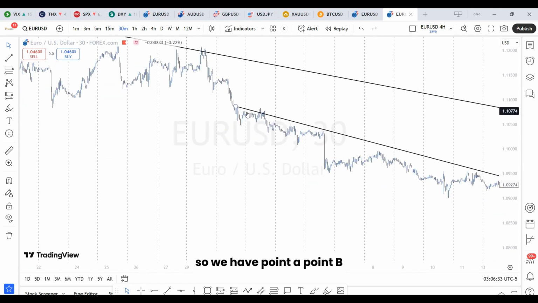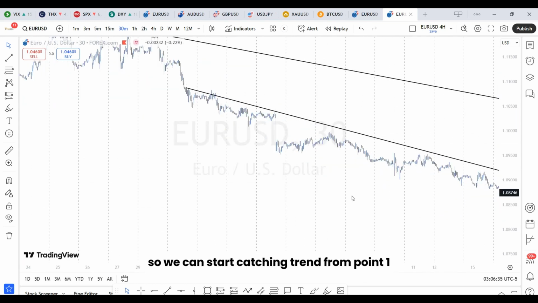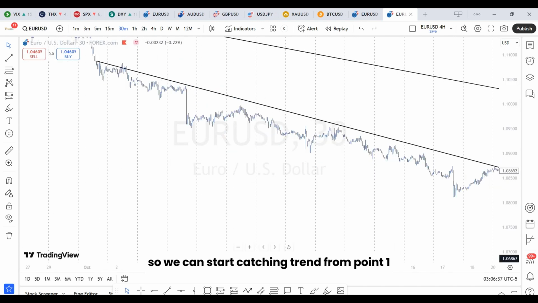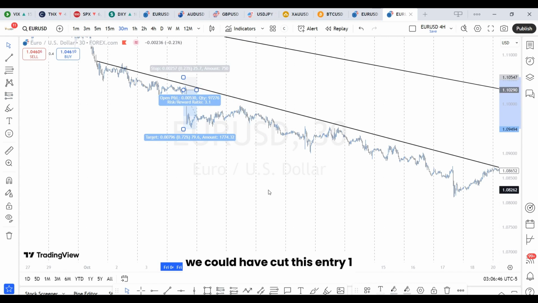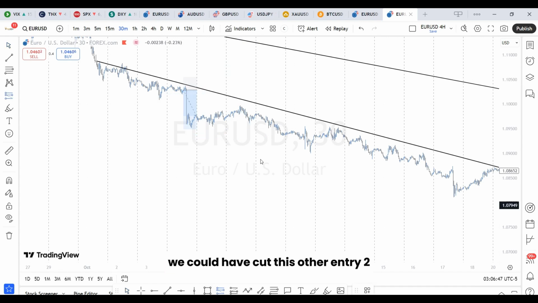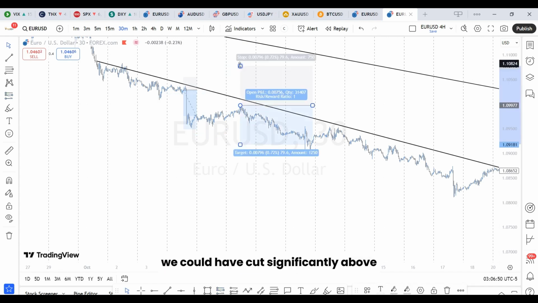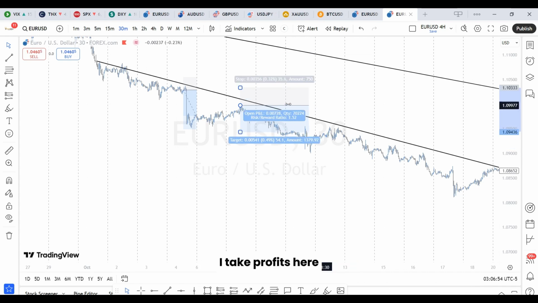So we have point A, point B. So we can start catching trend from point 1 on the internal time frame. See, this is a very good sell trend on internal time frame. We could have got this entry 1, we could have got this other entry 2, we could have got significantly above our take profits here.